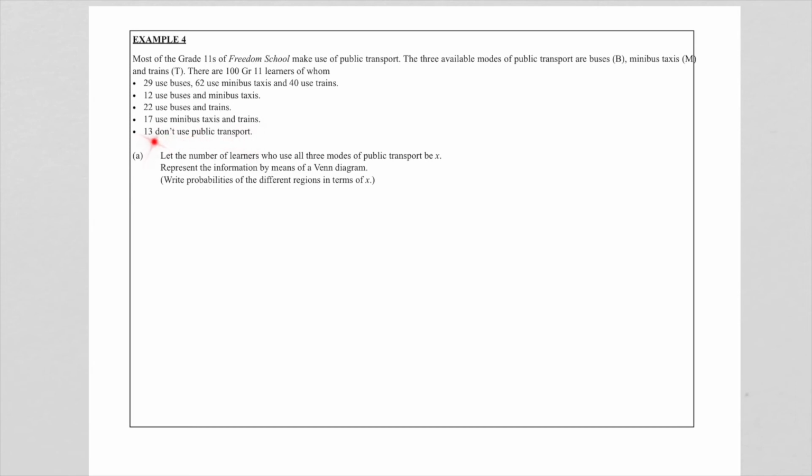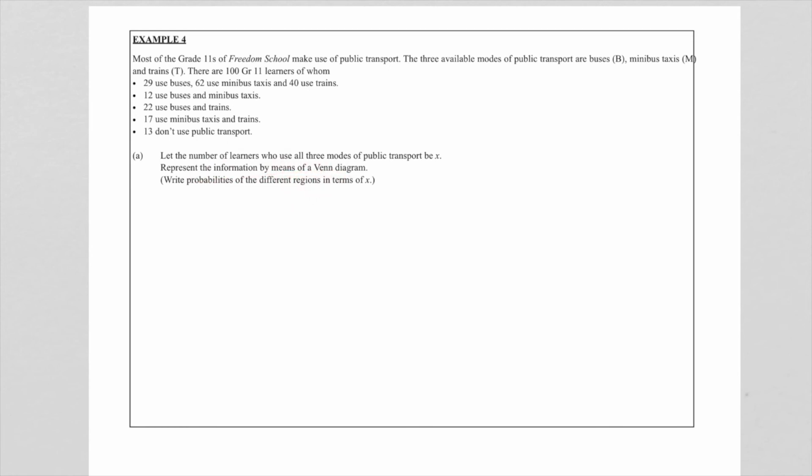public transport. So you will agree when we look at that 13 that doesn't use public transport, that will be outside. The first question is, let the number of learners who use all three modes of public transport be X. And you will remember from our previous example, we said that we always want to start with that middle. And the middle was not given in this information, but they say to us we must call it X. And then we must represent the information on a Venn diagram.